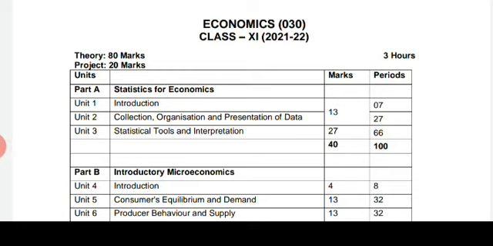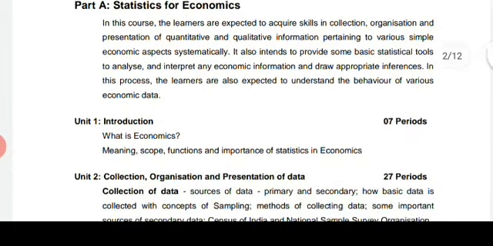Okay. So Part A, statistics for economics, has 3 units. Unit 1 is the introduction. Unit 2 is the collection, organization and presentation of data. Unit 3 is statistical tools and interpretation. Going through the units in detail, in Unit 1, the introduction, we are going to study economics: the meaning, scope, function and importance of statistics in economics. Statistics is a different subject, okay children, but we are doing statistics for economics. So we are doing why statistics is important in economics. In this unit we are going to discuss that.